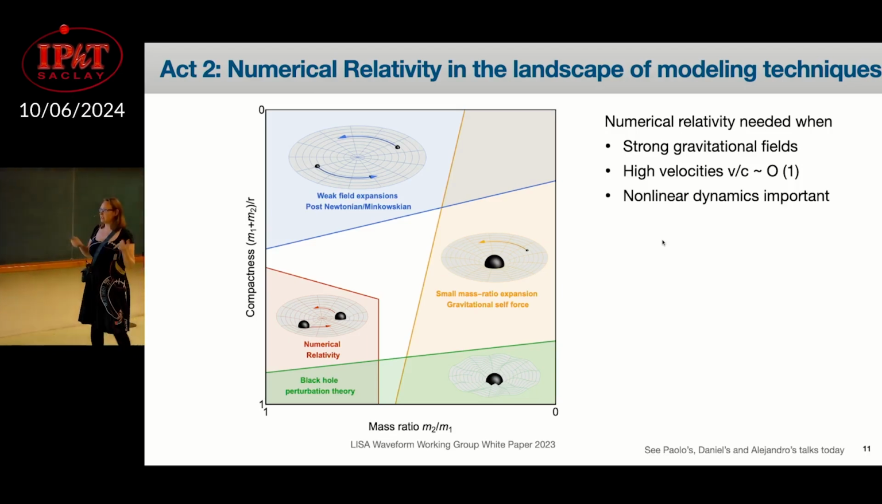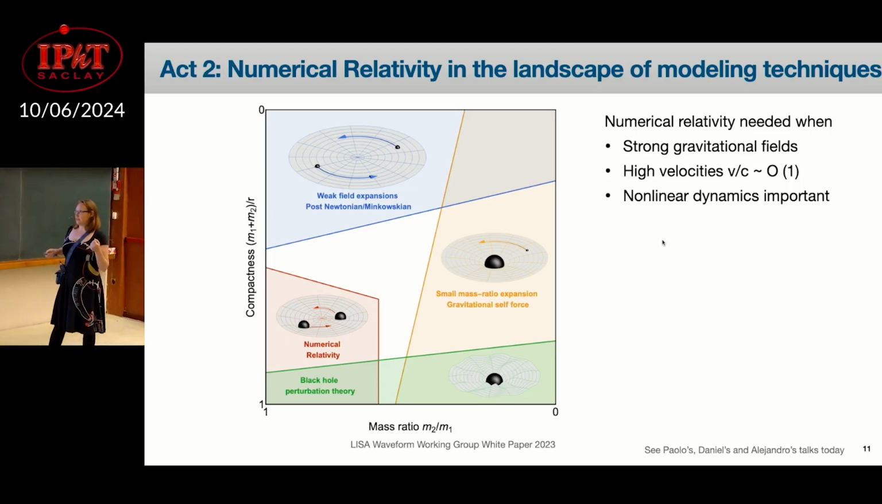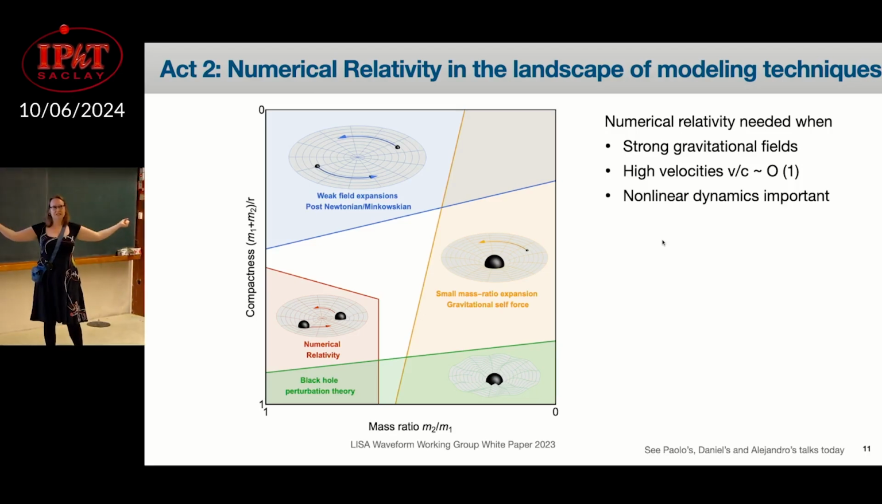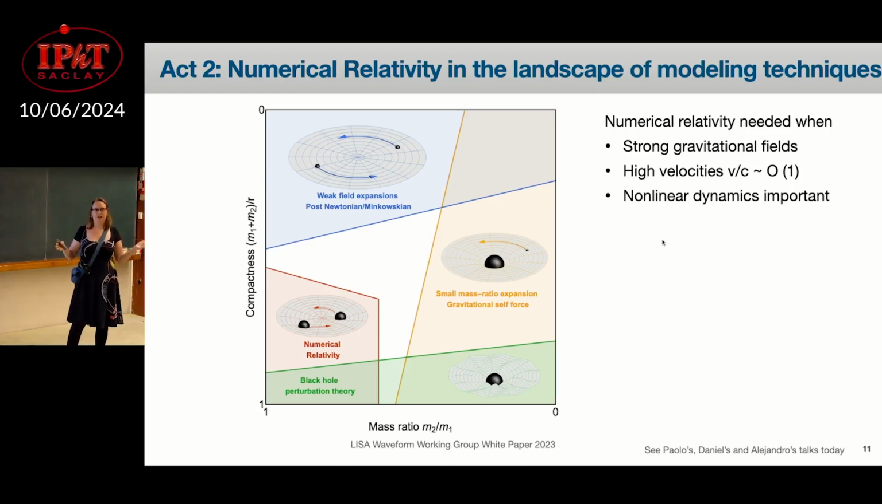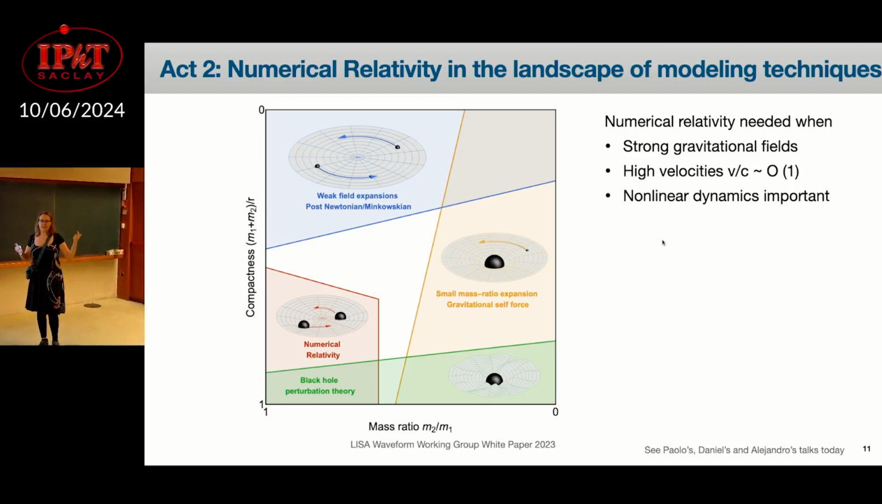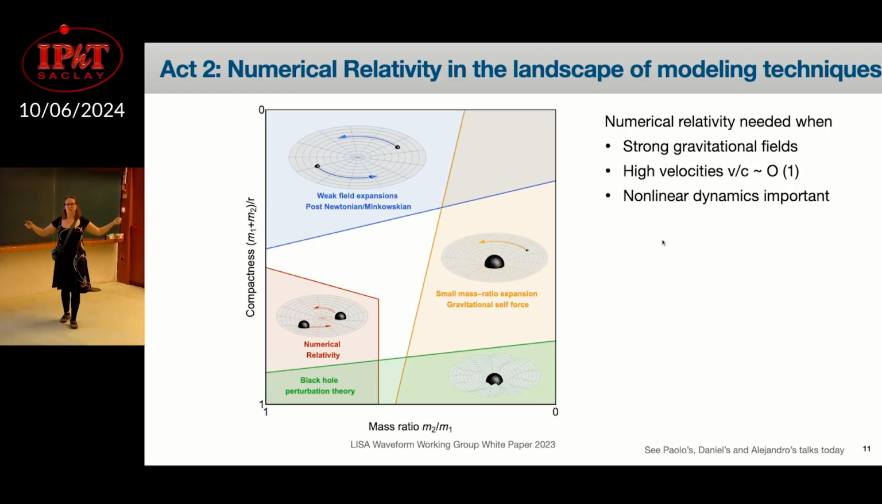So in this diagram, if we have a very low compactness, so if our objects are very far apart, the gravitational field that the other object experiences is very small, velocities are very small, so we can use a technique that's called weak field expansion or post-Newtonian theory. Post-Newtonian theory is essentially an expansion in weak gravitational fields and small velocities. And this works really well in that regime.